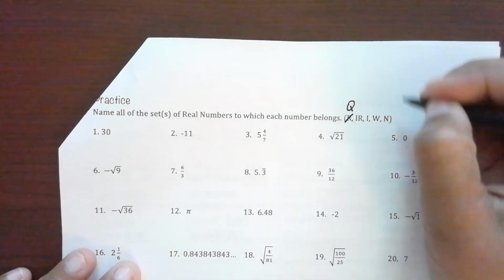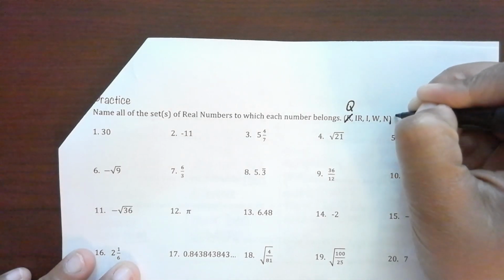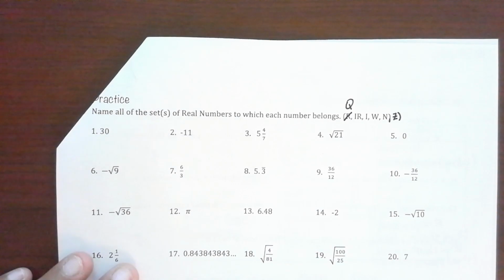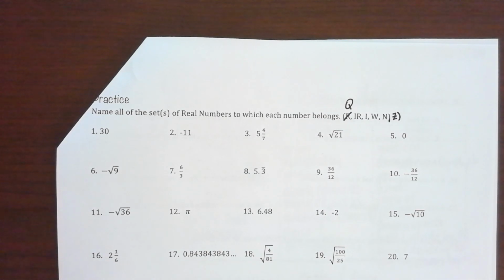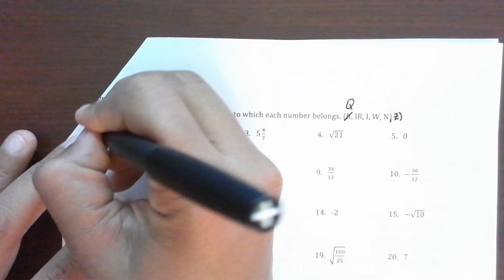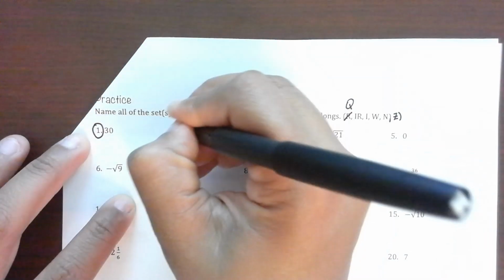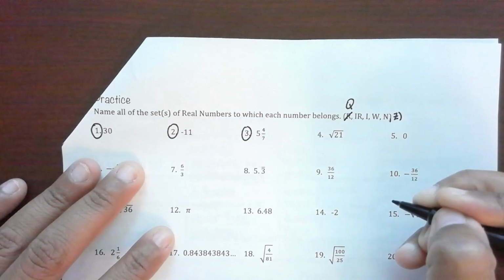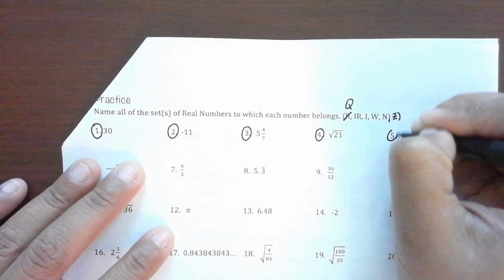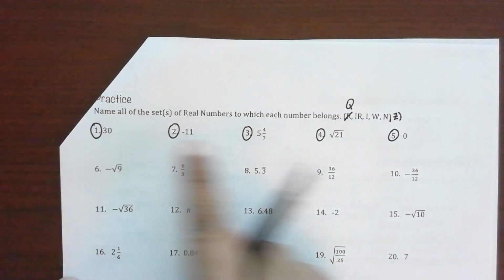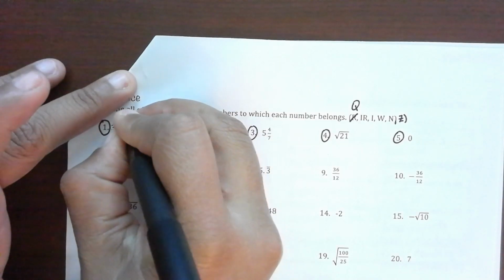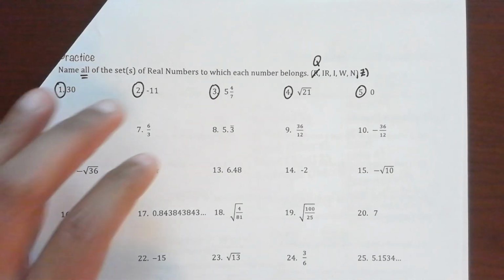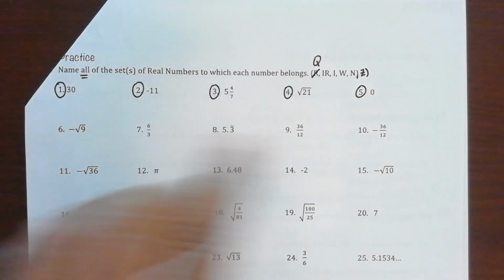And I'm also going to put the Z here because that's also missing. So put your Z there. It says name all the sets of real numbers to which each number belongs. I want you to do 1, 2, 3, 4, and 5. So just that top row. So name all the sets. You're doing it just like that one, okay? Make sure you circle the ones, 1 through 5.